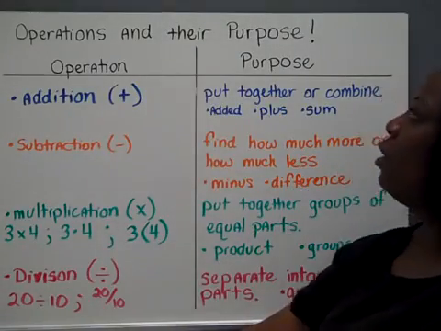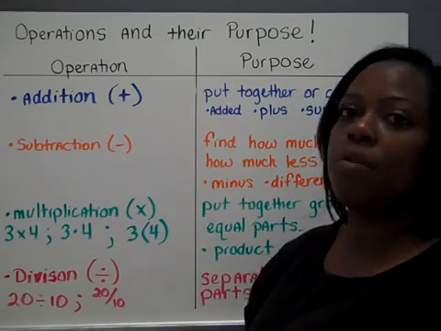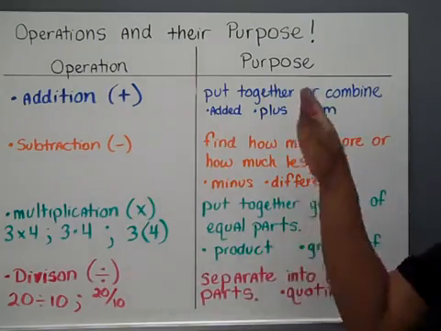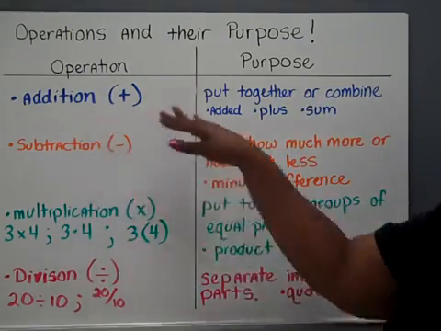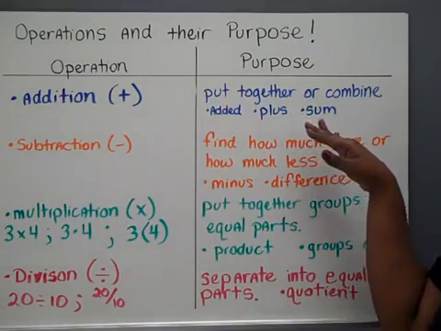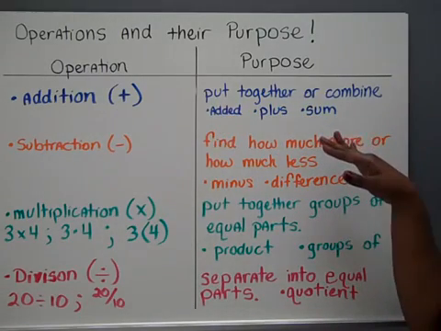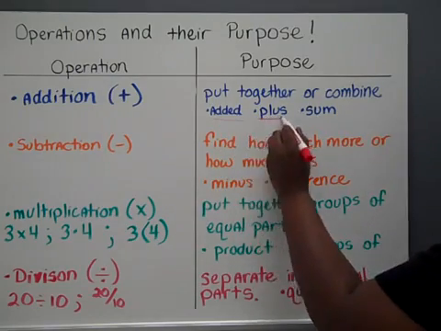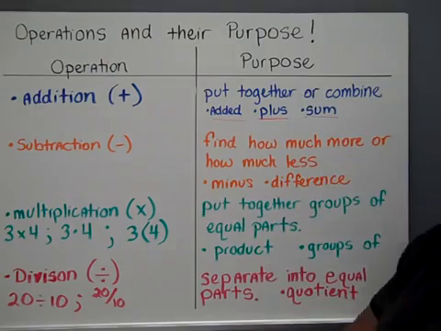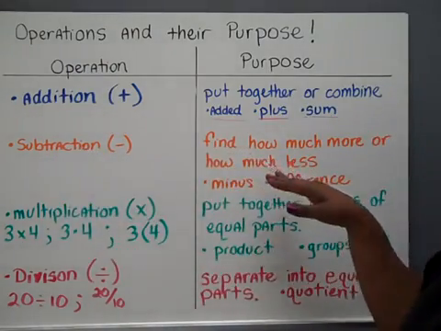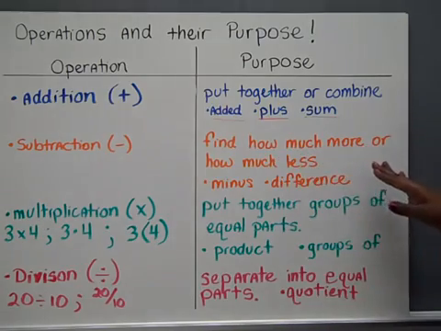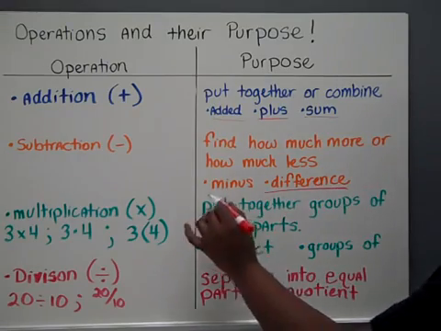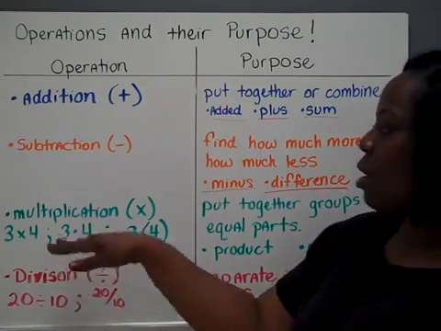When you are writing numerical expressions to solve word problems, you need to remember that the 4 operations have 4 purposes or 4 actions. The purpose of addition is to basically put sums together, different sums together, or combine them. They'll give you keywords like added, plus, and sum. Subtraction, though, has a different purpose, and that is to find how much more or how much less, also known as the difference. Sometimes they'll use minus.